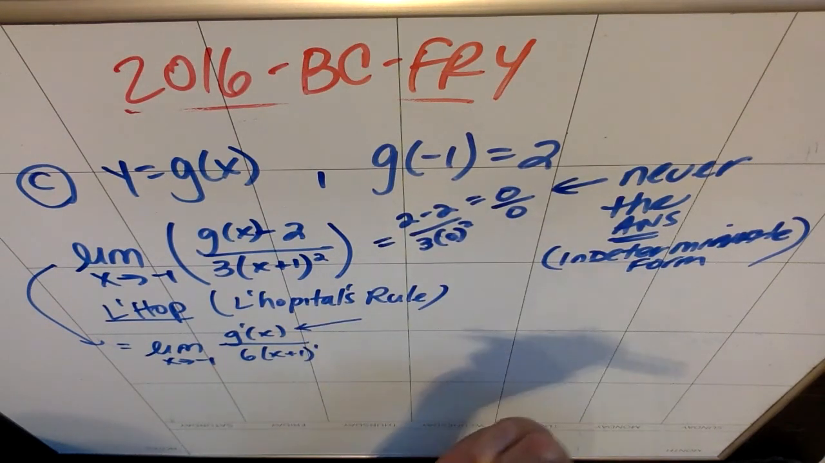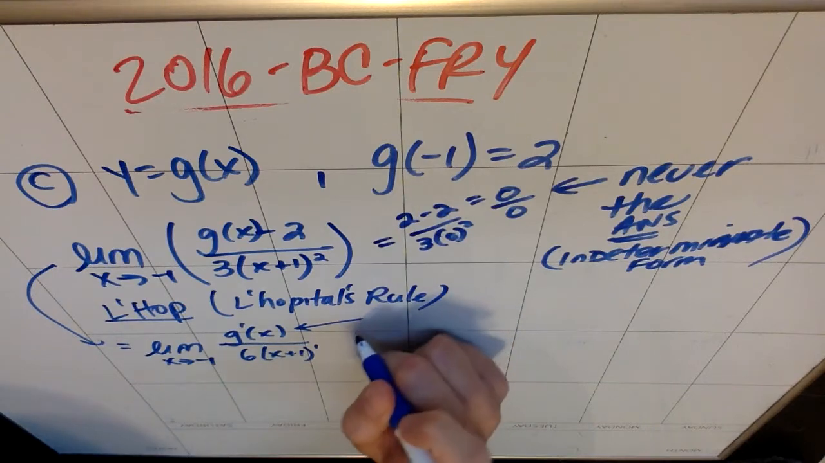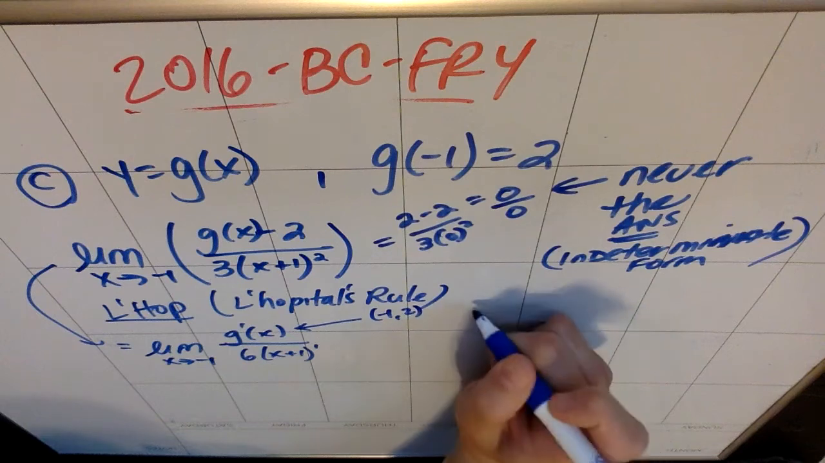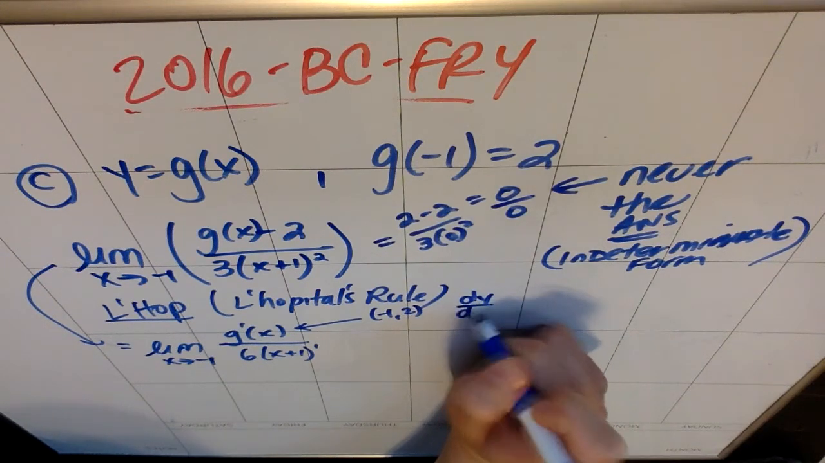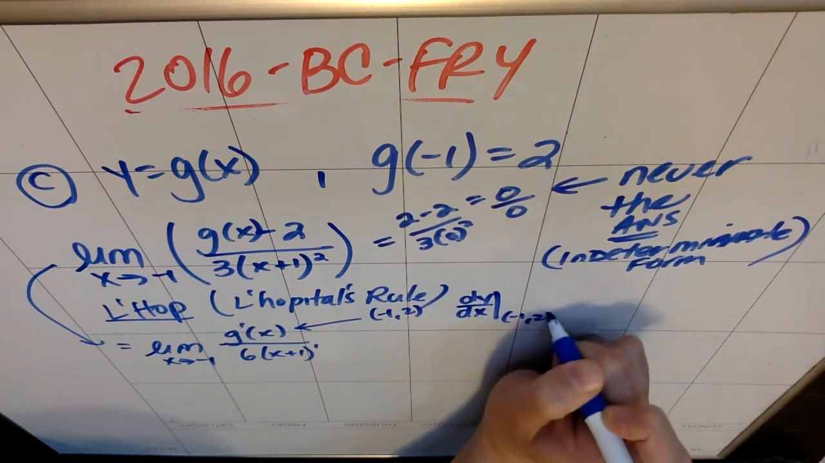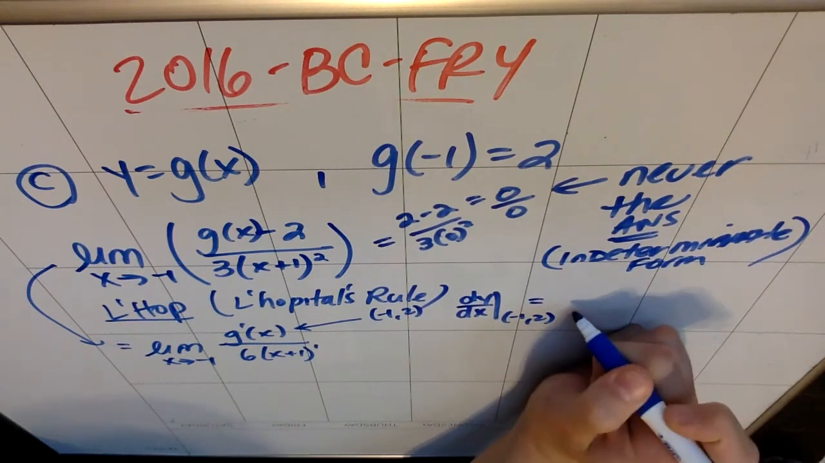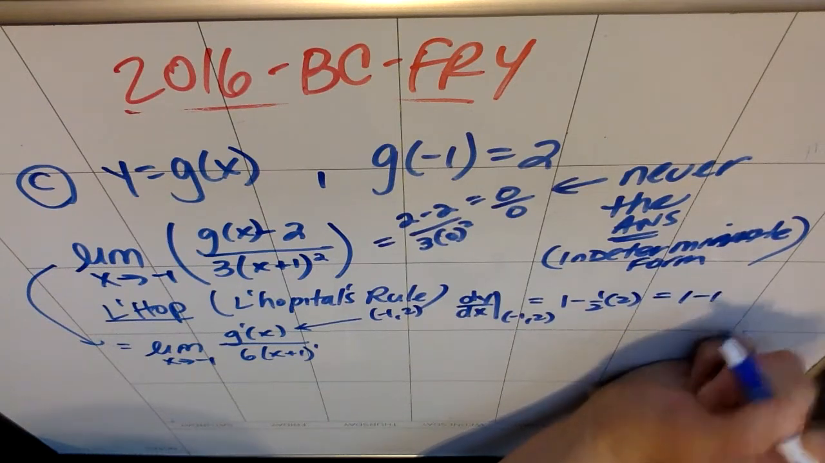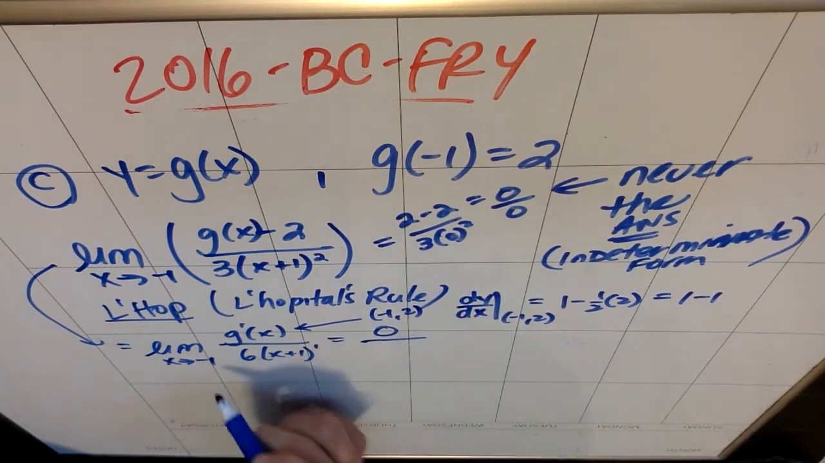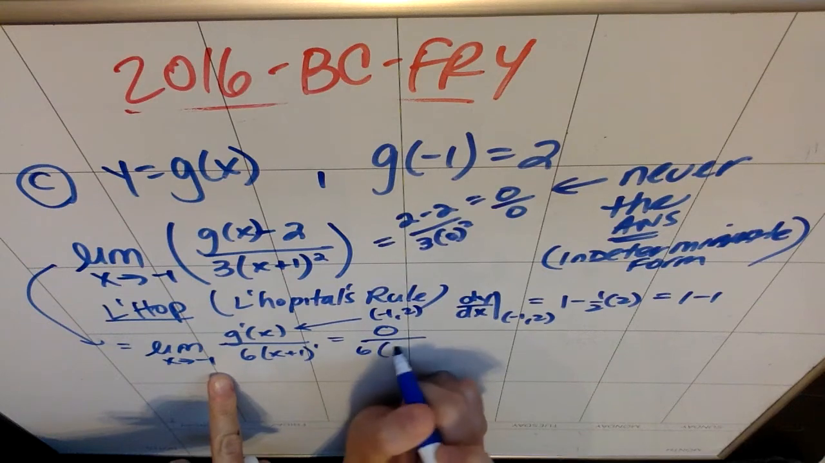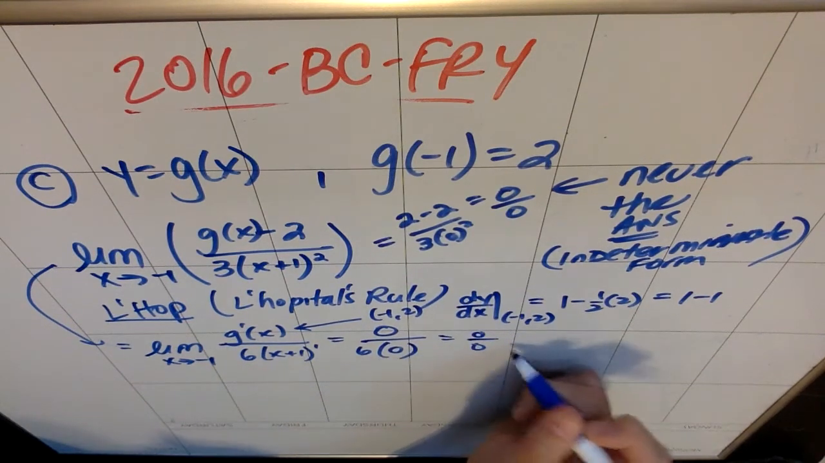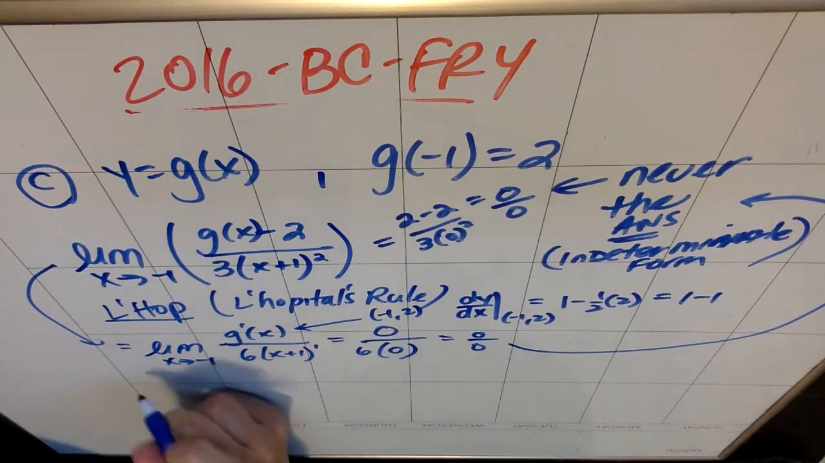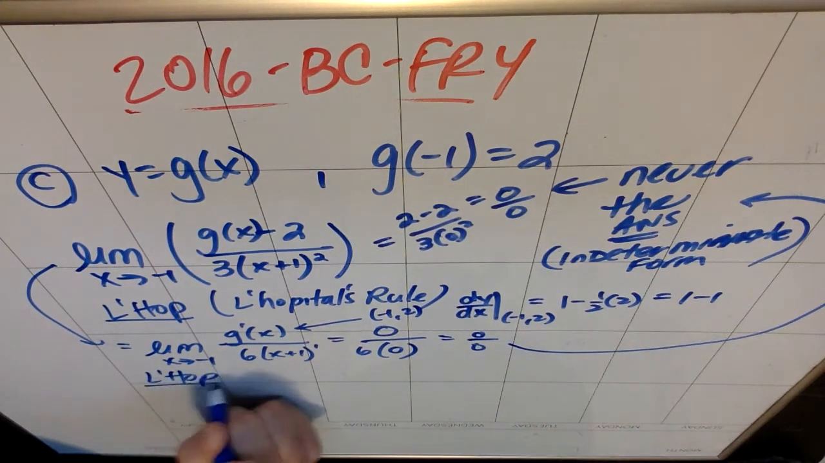and see if I get a 0 again. Well, I know that g prime is happening at the point -1, 2, and I know from the original differential equation I was given, dy dx evaluated at -1, 2 should be 1 minus 1/2 times 2, which is 1 minus 1, so oh hey, that's still a 0. And I can see on the bottom that I get a 6 times a 0. Oh look, it's 0 over 0. So I guess we're okay to L'Hopital again. So we L'Hopital again.